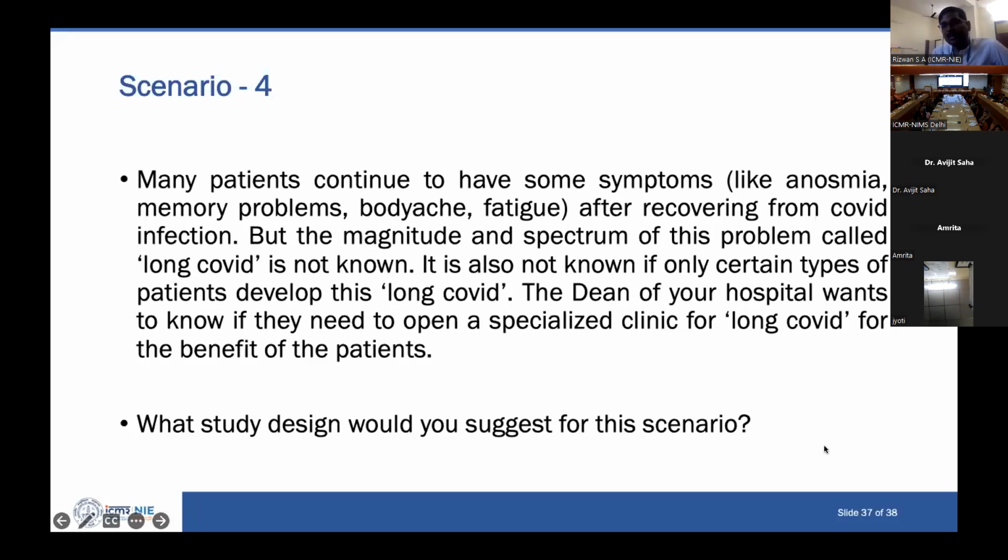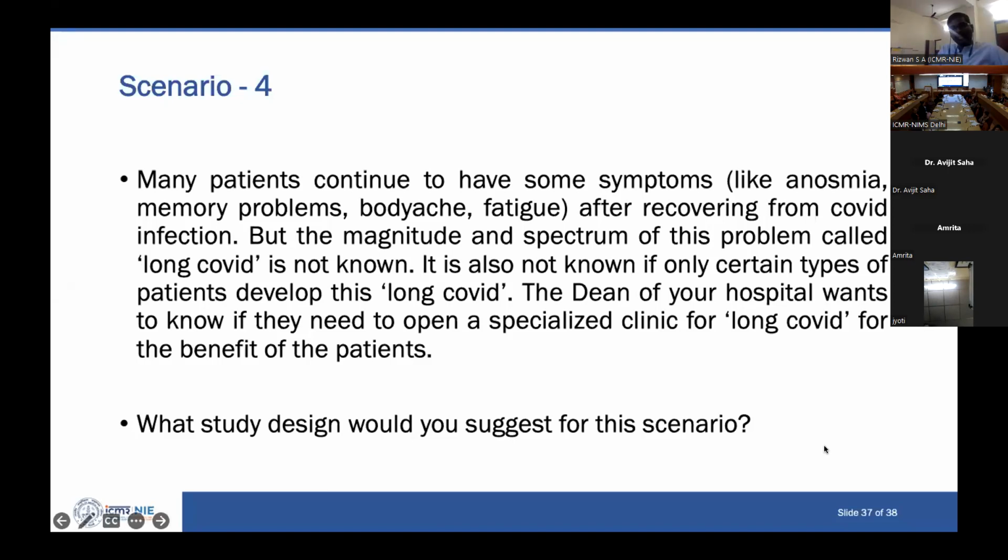Is a survey possible here? Yes, a survey is also very much possible. In the community, you could do a random survey, a survey with a random sample of a representative population, and then you can ask how many of them have symptoms like these, and you can group them into two types. One is having symptoms and one is not having symptoms, and you can look at their COVID history. So an analytical cross-sectional survey is also very much possible here.